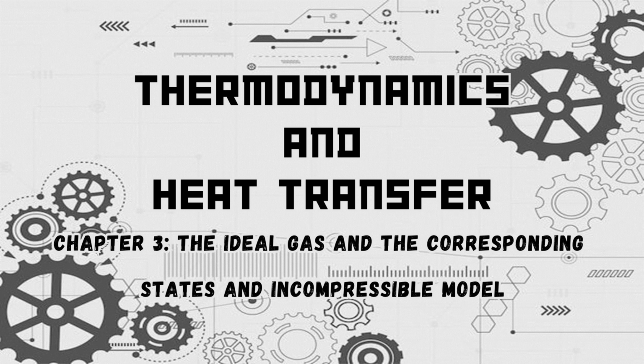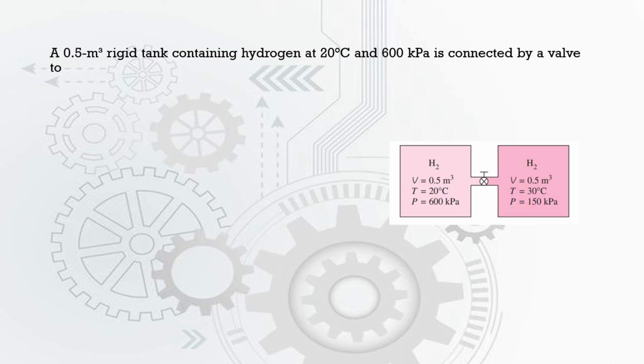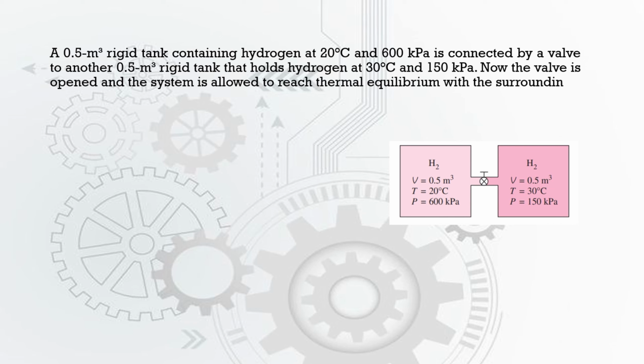The sample problem is a 0.5 cubic meter rigid tank containing hydrogen at 20 degrees Celsius and 600 kilopascals, connected by a valve to another 0.5 cubic meter rigid tank that holds hydrogen at 30 degrees Celsius and 150 kilopascals. Now the valve is opened and the system is allowed to reach thermal equilibrium with the surroundings, which are at 15 degrees Celsius. Determine the final pressure in the tank.